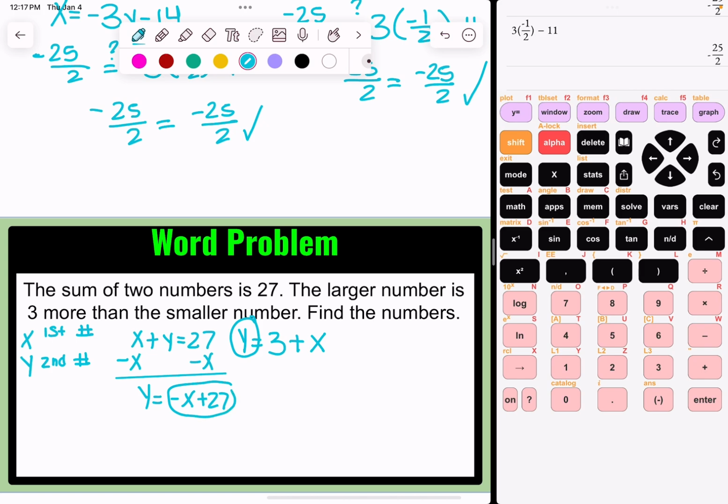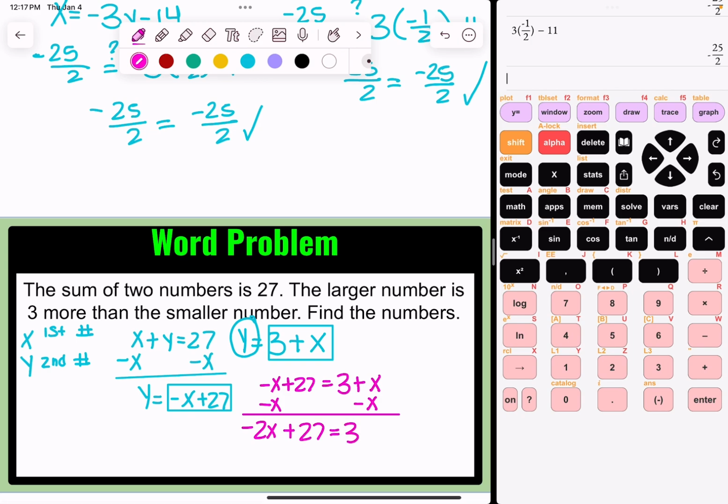Now this is what y equals, and this is what y equals. And we can set both of those equal to each other. So I would have negative x plus 27 equals 3 plus x. Or you can do it the other way around, it doesn't matter. I'm going to subtract x from both sides. I'll get negative 2x plus 27 equals 3. Subtract 27. I get negative 2x equals negative 24. Divide by negative 2, x equals 12.